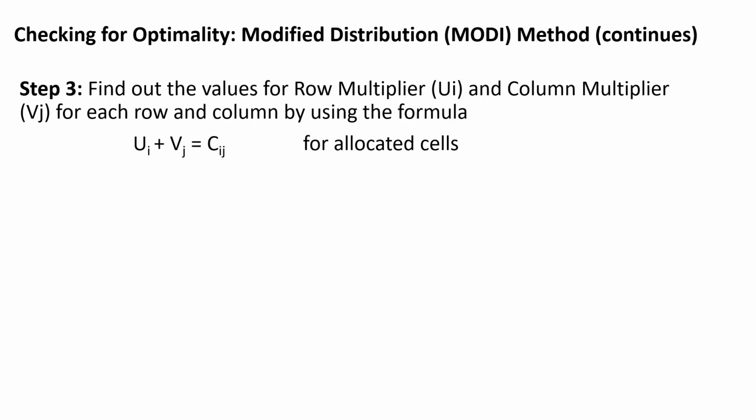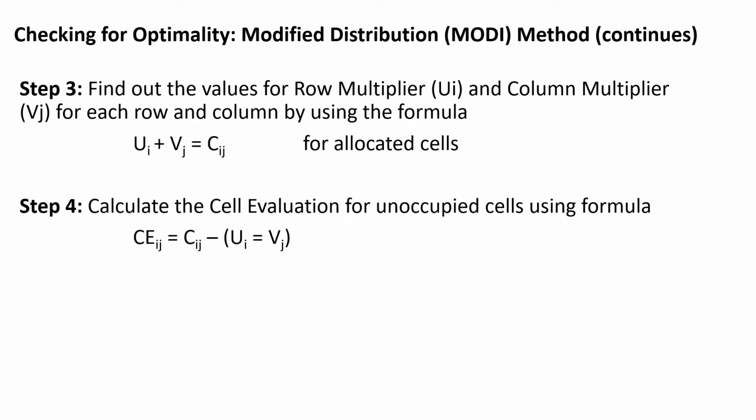So what are the steps here? First, if we find that yes, the number of allocated cells is m plus n minus 1 and we can apply the MODI method directly, in that case first find the row multiplier and column multiplier for each row and each column by using the formula ui plus vj equals cij. And for unallocated cells, you calculate the cell evaluation using the formula cell evaluation equals cij minus the summation of ui plus vj.